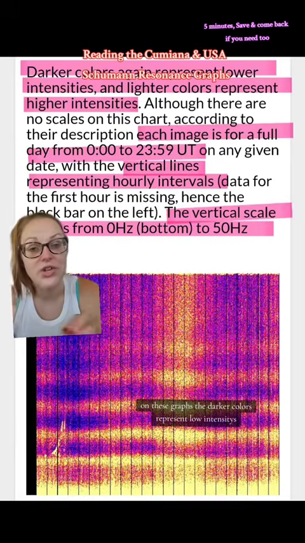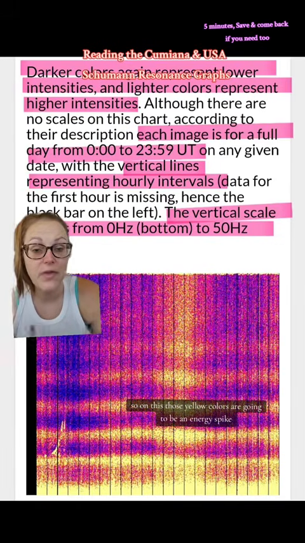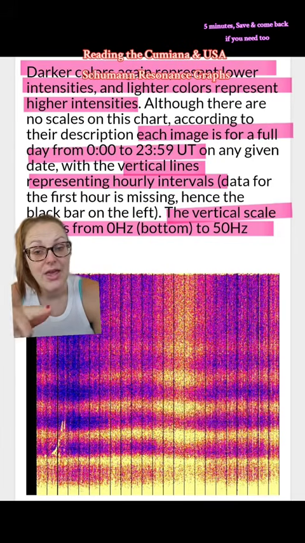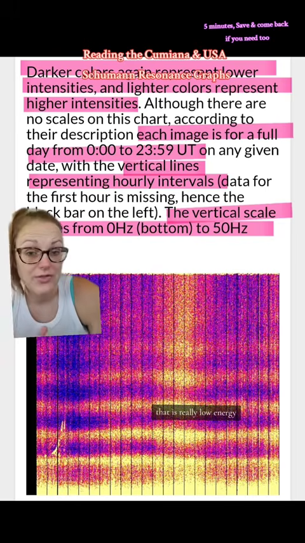On these graphs, the darker colors represent low intensities. The lighter the color, the higher the intensity. So on this, those yellow colors are going to be an energy spike, and the deep blue purple here, that is really low energy.